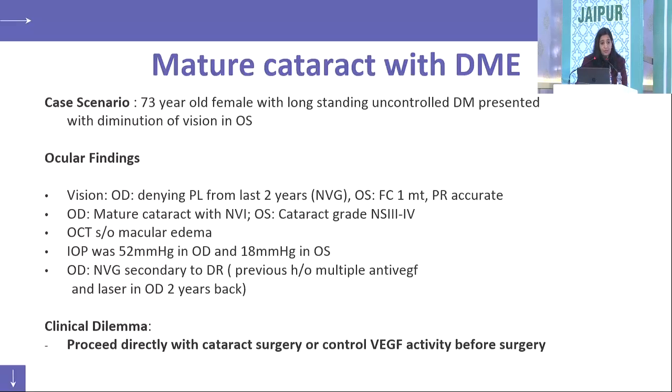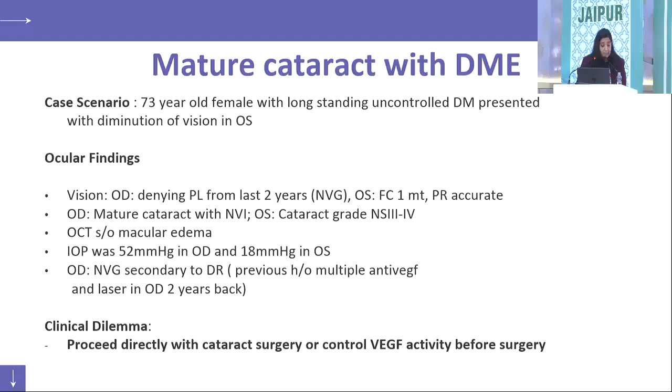Another case scenario is a mature cataract with diabetic macular edema. The patient was a 73-year-old female who came with diminution of vision in OS and loss of vision in the right eye due to neovascular glaucoma. The posterior segment was not seen in the right eye due to mature cataract, and in the left eye there was a grade of NS 3 to 4. And the OCT, although there was poor signal strength, was suggestive of macular edema.